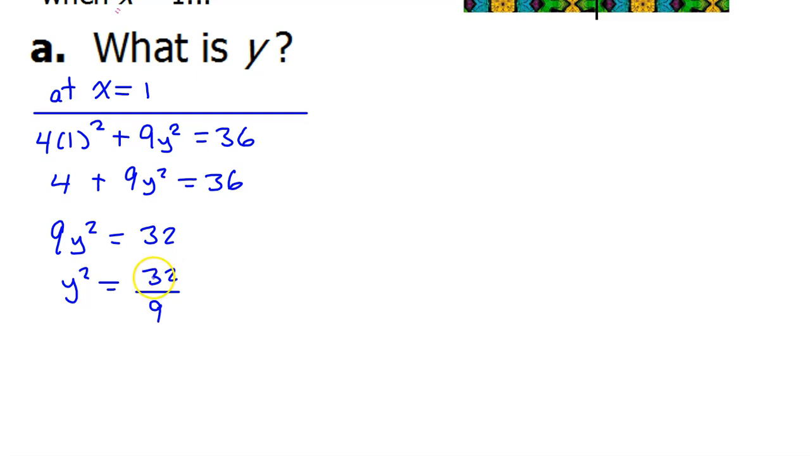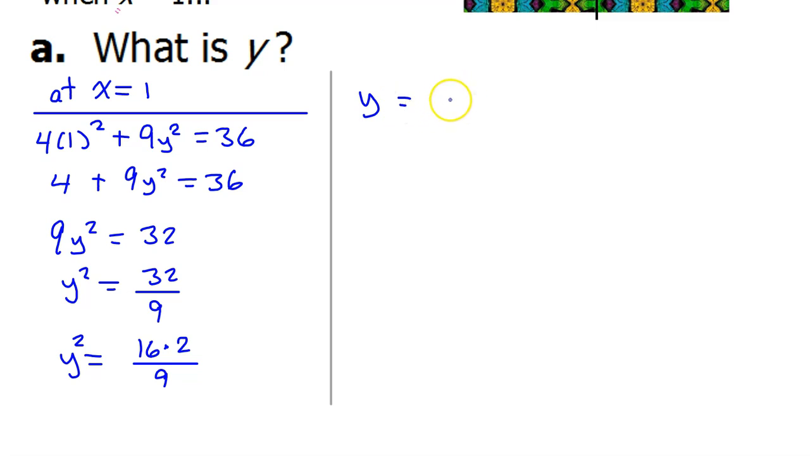32 is 16 times 2. I'm saying that because I can see that we are going to take the square root in a minute. So having these perfect squares visible is going to make it easier to do this. So taking the square root of both sides, we're going to get y is equal to, and we're doing the square root of the numerator and the denominator. Basically the square root of each of these three things separately.